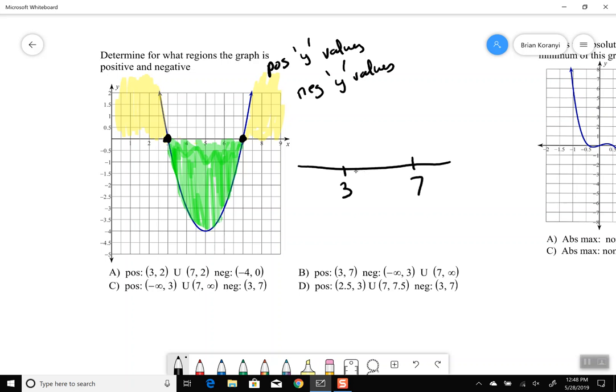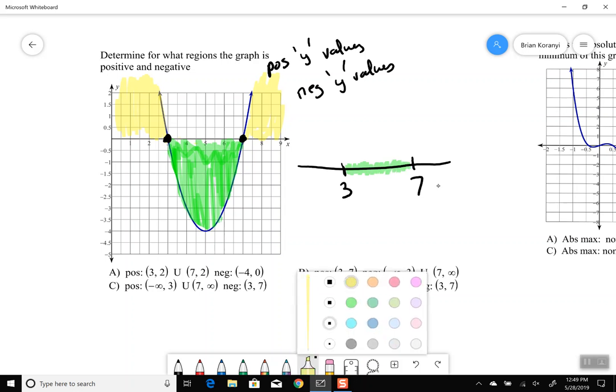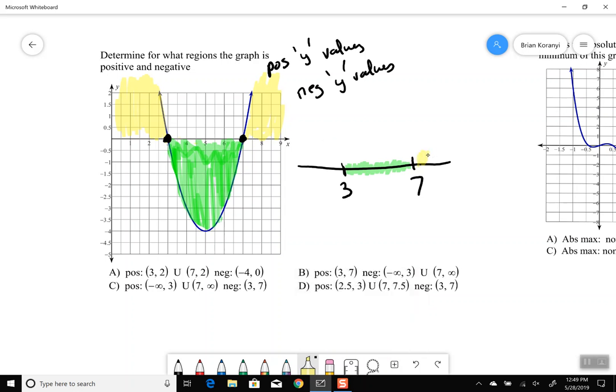If I'm in between 3 and 7 for my x values, so from 3 to 7 for the x values, my y values are negative. So this is this region right here. From 3 to 7, my values are negative. If I'm bigger than 7, like 7, 8, 9, or whatever, then my values are positive. They're above the x-axis. And if I'm below 3, anything to the left of 3, my values again are going to be positive.